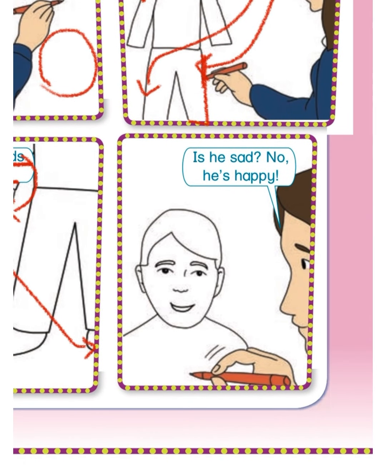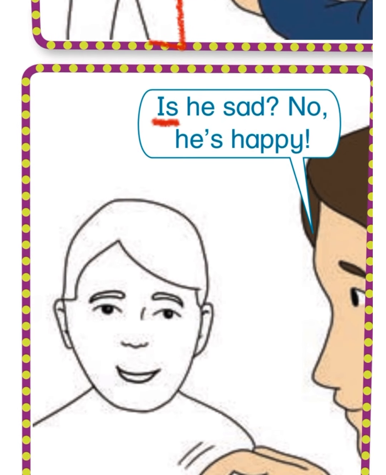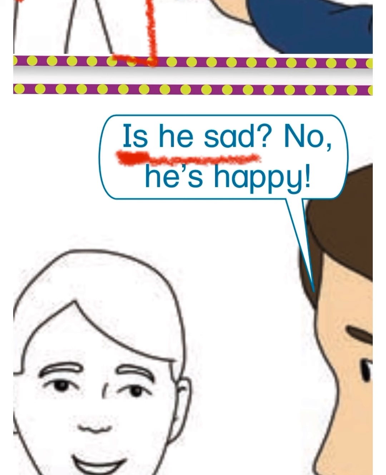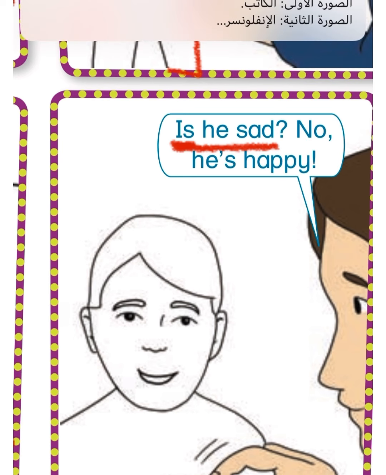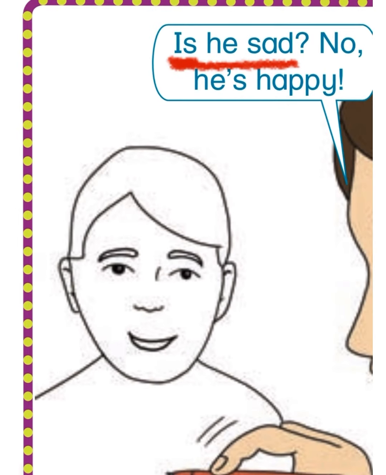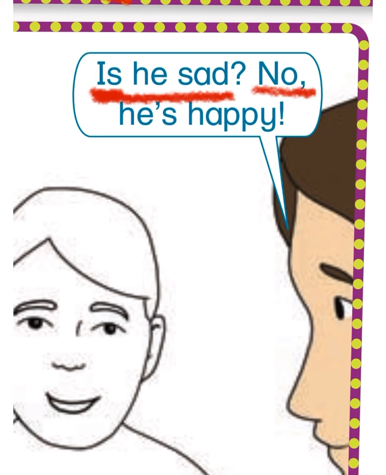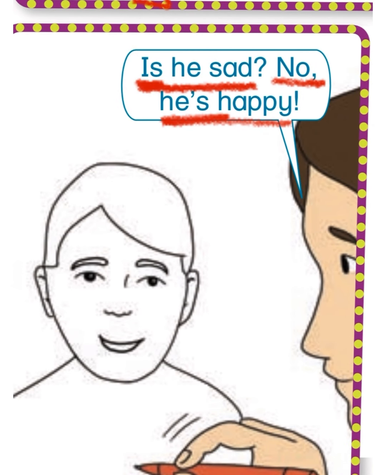Okay, what about the last picture? Let's read it. Is he sad? هل هو حزين? Look at his face. انظر إلى وجهه. Look at his face and tell me. Is he sad? Nope. He's happy. إنه سعيد. Again, is he sad? No, he's happy.